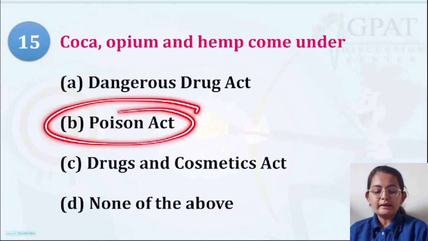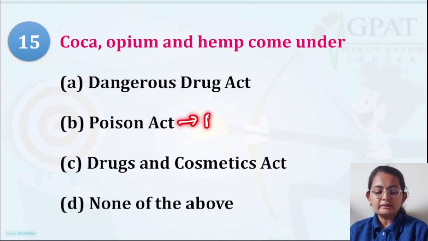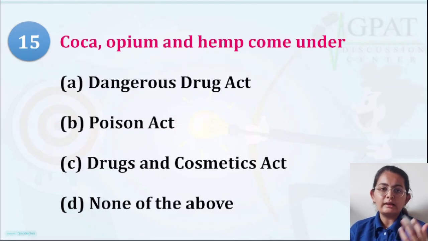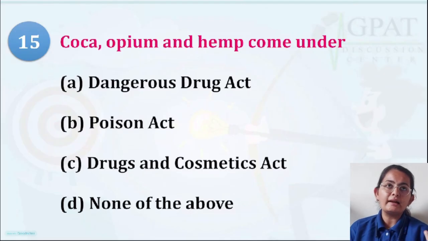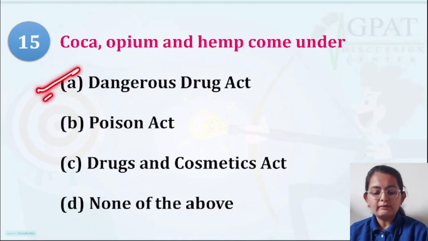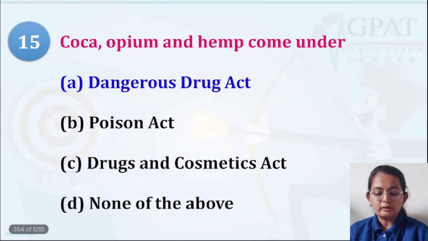So the Poison Act was related to poisonous things, for controlling poison. These are not poisons as such, these are drugs. And just because these have a very psychotic effect, that's why they are controlled, so they could be misused, right? The Drug and Cosmetic Act deals with drug and cosmetic related regulations. So option A will be the accurate option.